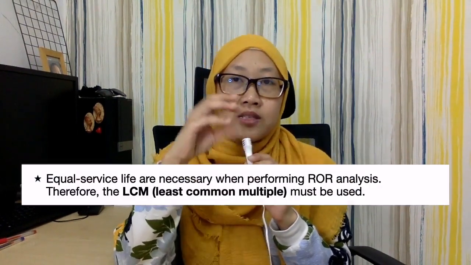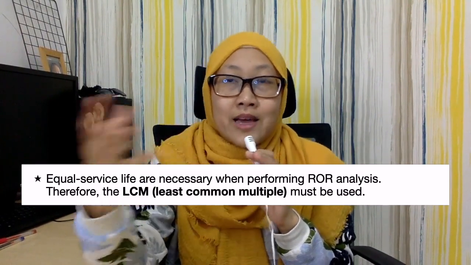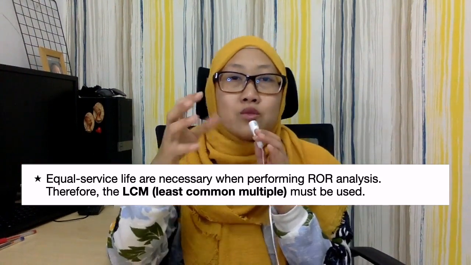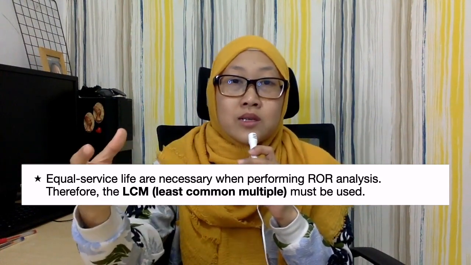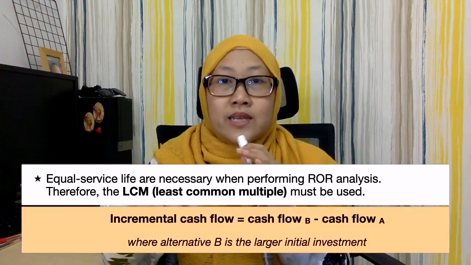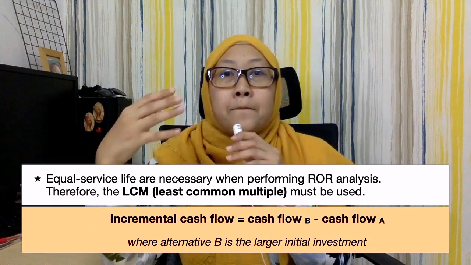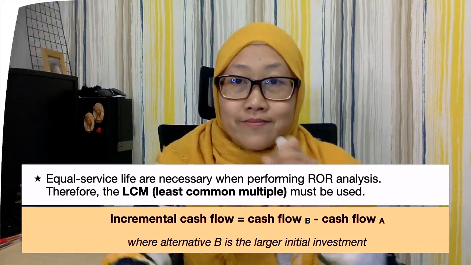Okay, you can use incremental rate of return analysis to provide some kind of ranking to the alternatives, similar to the present worth and annual worth methods. In this case, equal life is very necessary when performing the rate of return analysis. Unlike the annual worth, and similar to the present worth, you need to make sure the life of your cash flow is the same. So that way you have to use the least common multiple method. The formula when using incremental cash flow is that the higher cash flow minus, or deduct, the lower cash flow. Okay, let's look at the example.